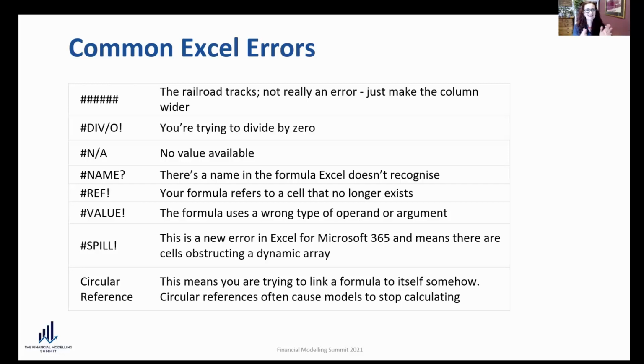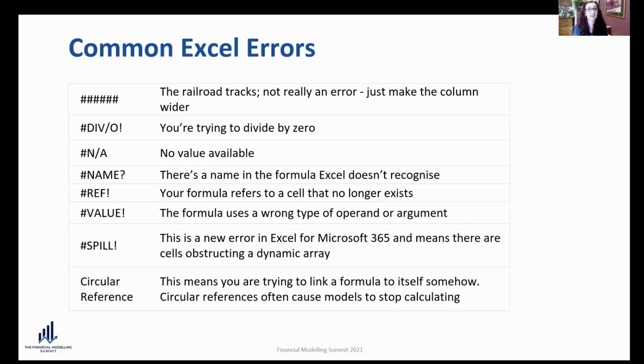Seeing errors like this, the first one is my favorite error because it's not really an error. It really just means that your columns are not wide enough. So that's not a problem. Div 0, hash NA, name, those are all fairly not too bad. Refs are pretty horrible. REF means that you have deleted a cell that it refers to, so it refers to a cell that no longer exists. That's pretty hard to fix. VALUE is not too bad. The SPILL is one of the new errors.